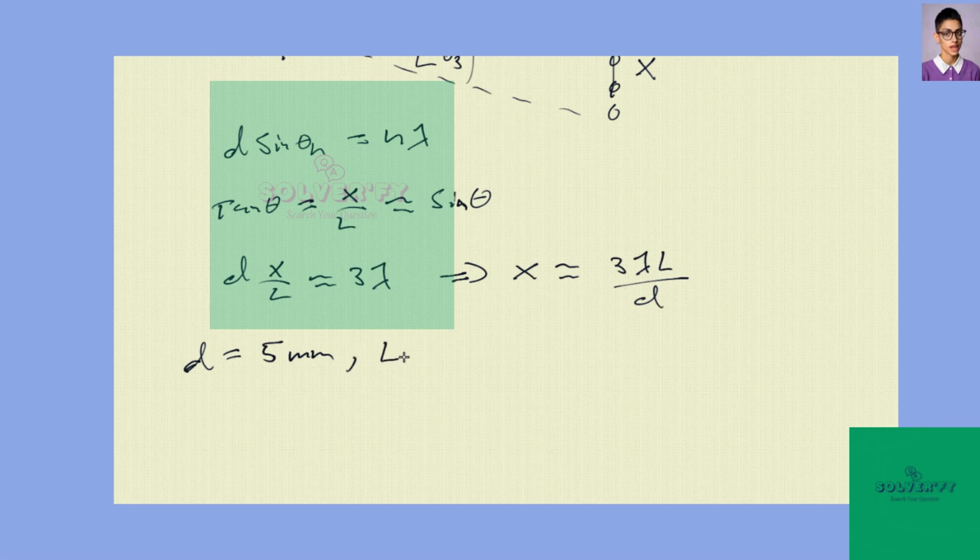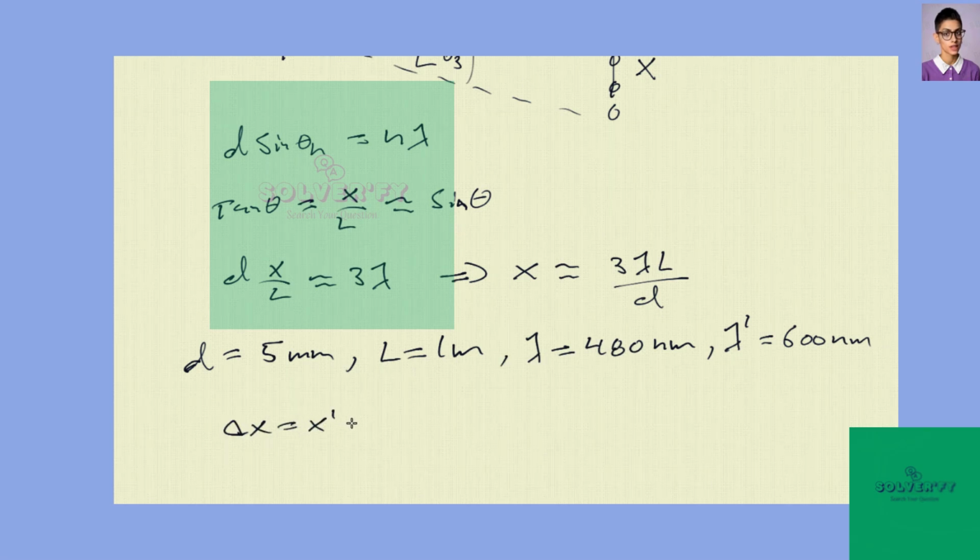millimeters, L is 1 meter, and now we have two different lambdas because there's two different lights here. So we'll say the first lambda, the first wavelength, is 480 nanometers. And the other one, which I'll call lambda prime, is 600 nanometers. All right, so now we have to do the x for the 600 nanometers minus x for the 480 nanometers. So I'll call this delta x, which is equal to x prime minus x.